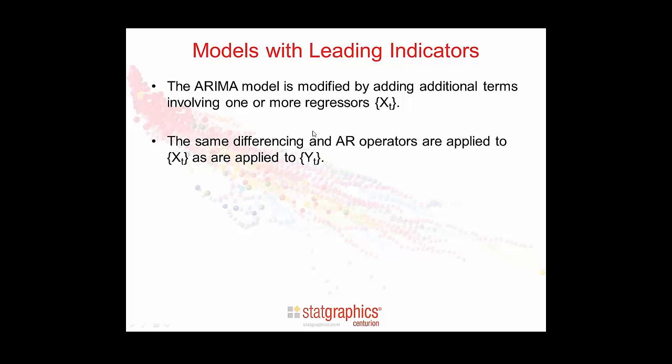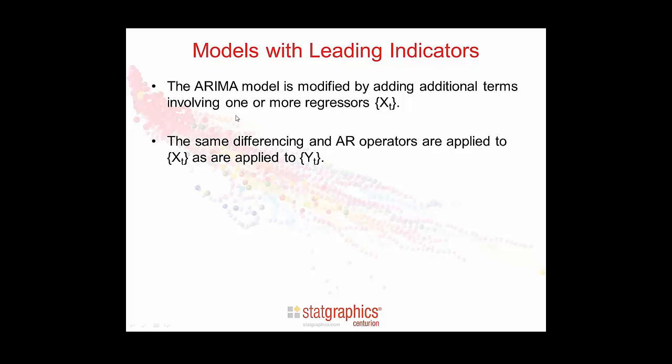Okay. Now, when we do this, it turns out the way to do it is you add regressors to your ARIMA model, and you actually apply the same differencing and autoregressive operators to your X variable as are being applied to your Y variable. So if I difference GDP, I'll difference permits. If I fit a second order AR term to GDP, that same AR transformation will be made to X.